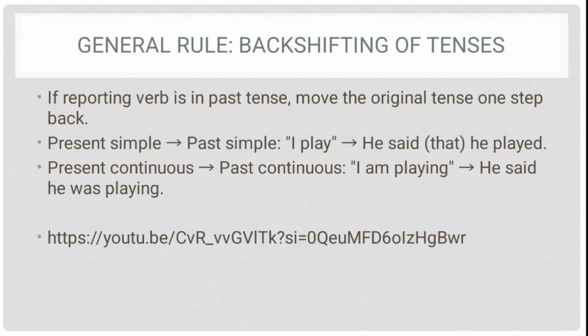General rule: backshifting of tenses. When the reporting verb is in the past tense, the tense of the original sentence usually moves one step back. This is called backshifting of tenses. For example, present simple becomes past simple. "I play" becomes he said that he played. Present continuous becomes past continuous. "I am playing" becomes he said that he was playing.